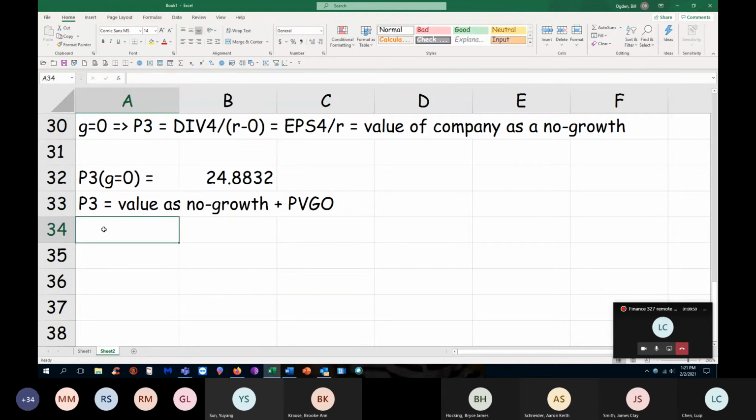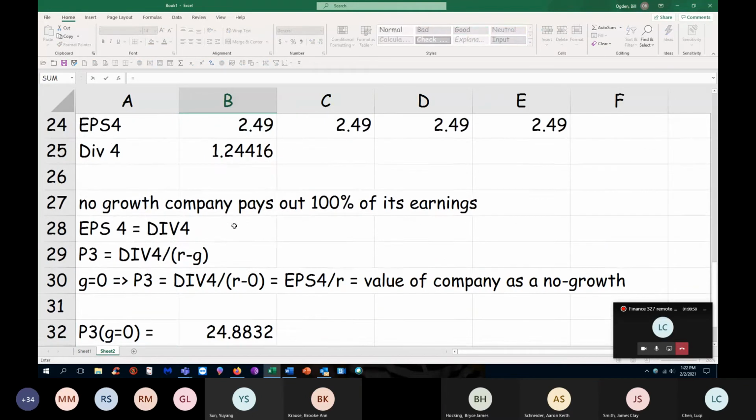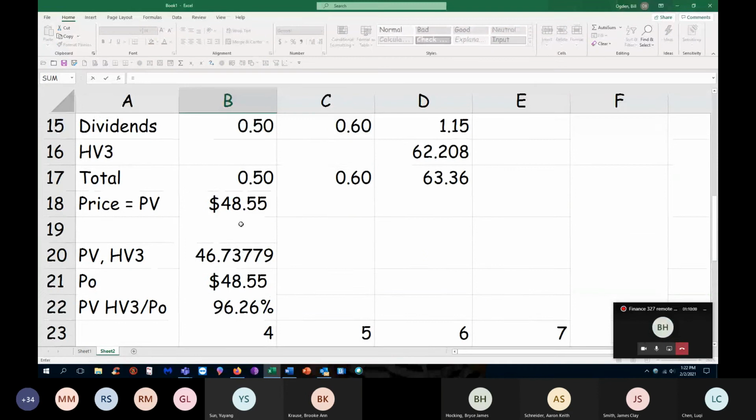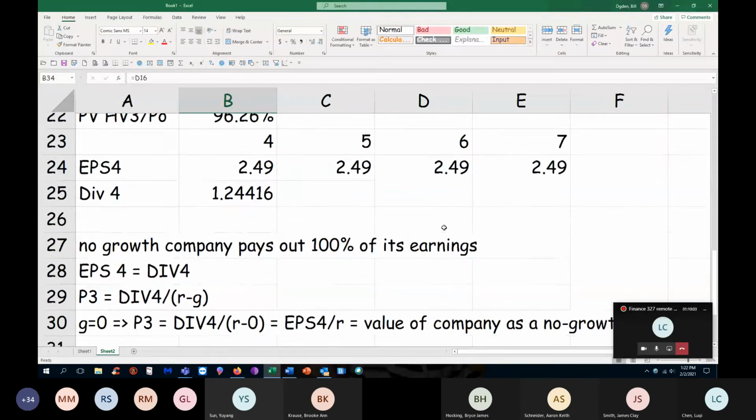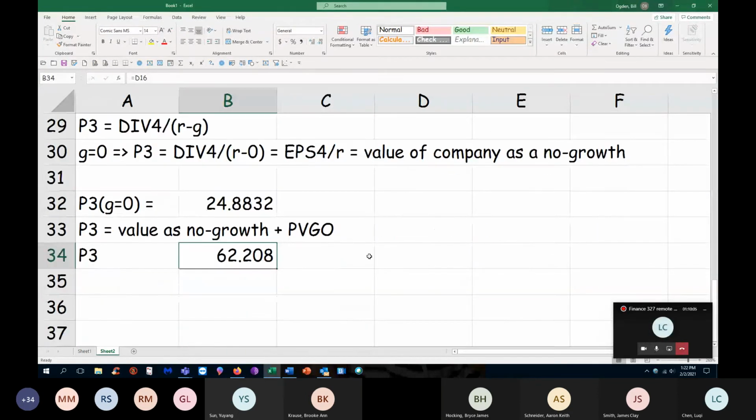So we know that P3, we did that. That's a 62 number. Let's go get it. $62.21. Excuse me. 62.21. Okay. So this 62.21 number has two parts to it. It's the values of no growth. That's this part.